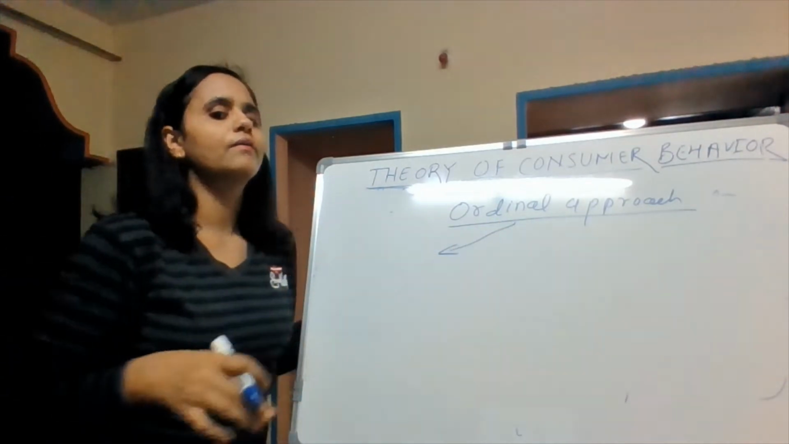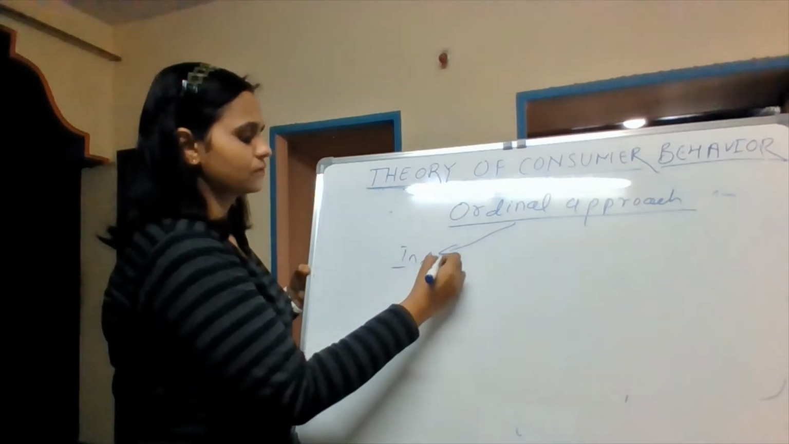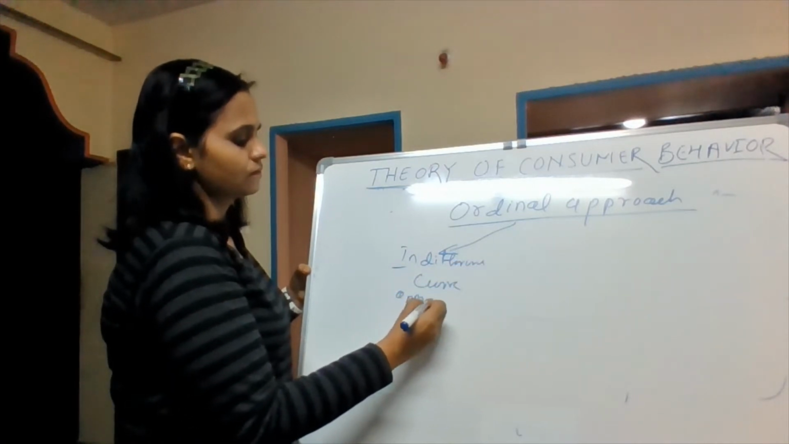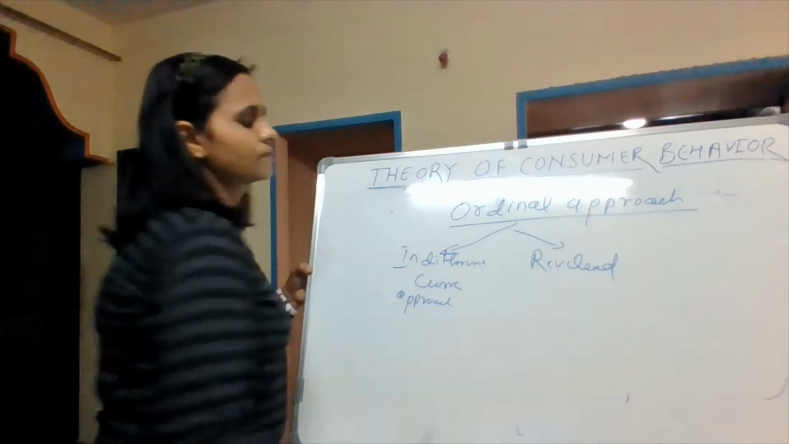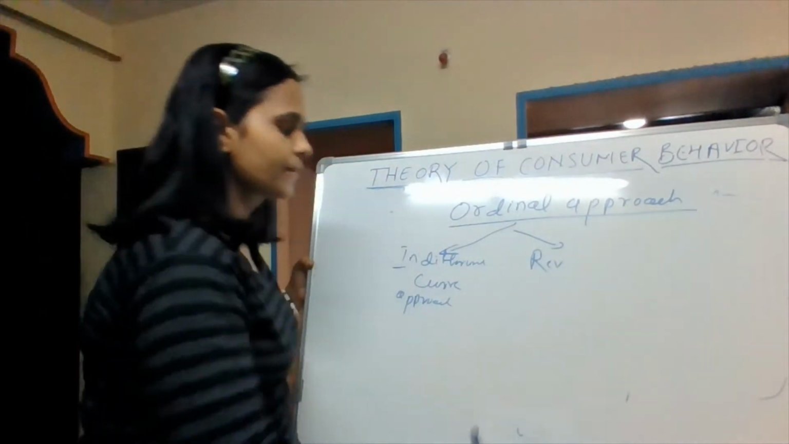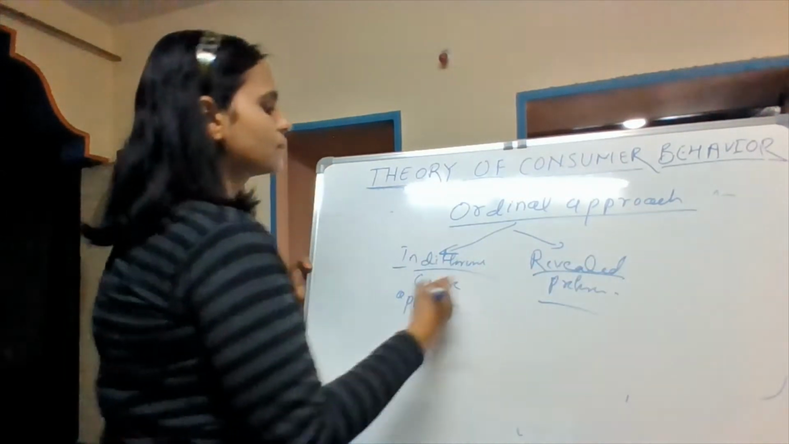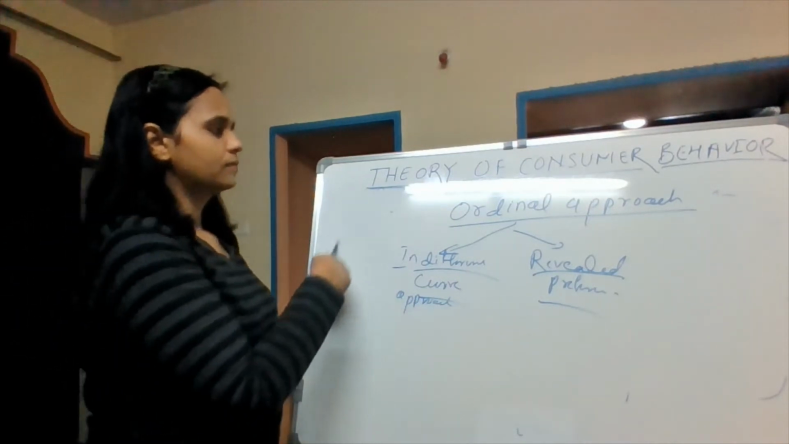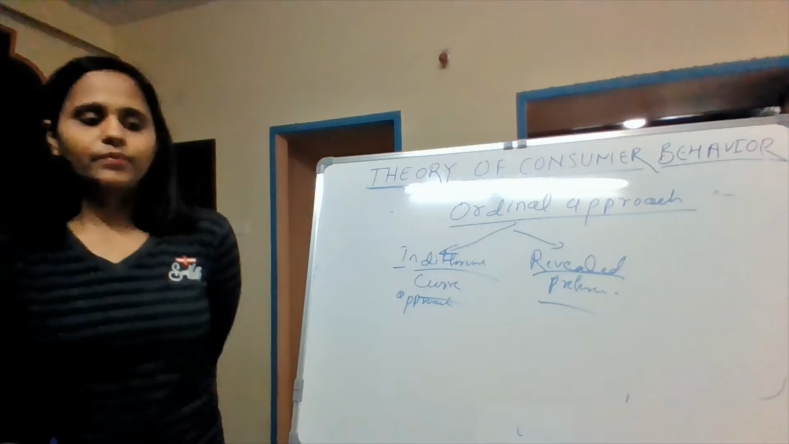The ordinal approach can be of two types, right? One is the indifference curve approach. Another is the revealed preference approach. Both are qualitative approaches. We'll go into detail about how consumer behavior works in these two approaches. First, we'll look into the indifference curve approach.